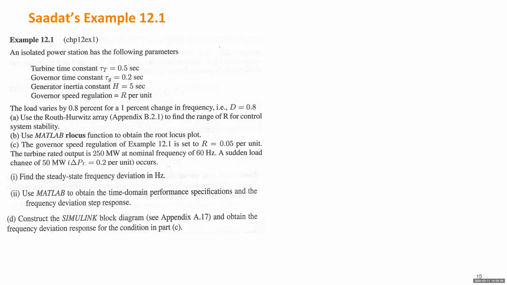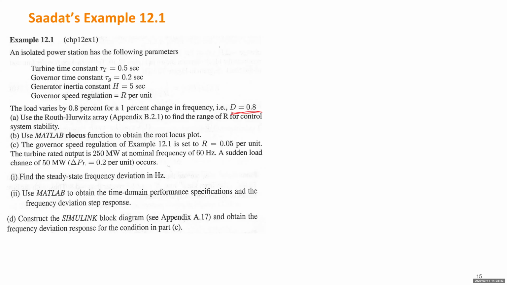So this is one example from Sadek's book. It gives all the typical values. You can tell the turbine time constant is 0.5 second, the governor time constant is 0.2 second, and the inertia time constant is 5 seconds, and it asks you to design the R value. It also gives you some other information, like D will be 0.8, which means 0.8% change on load will happen if the frequency drops by 1%.